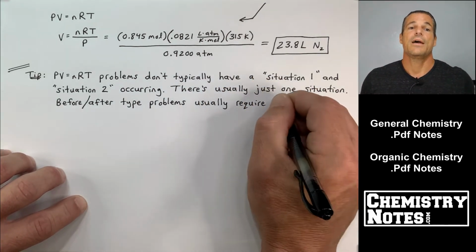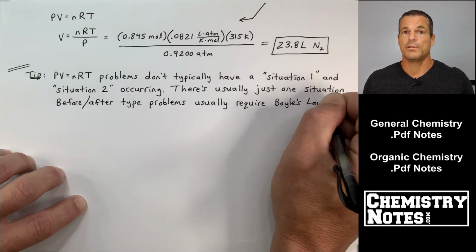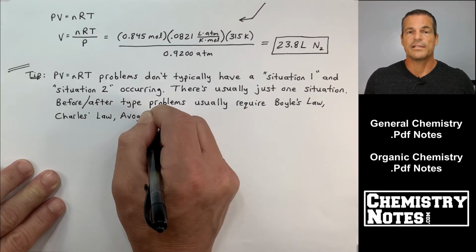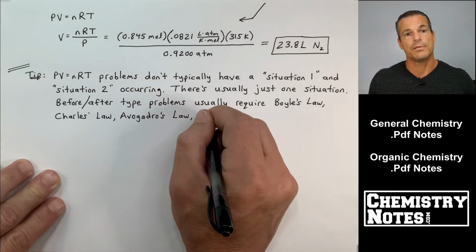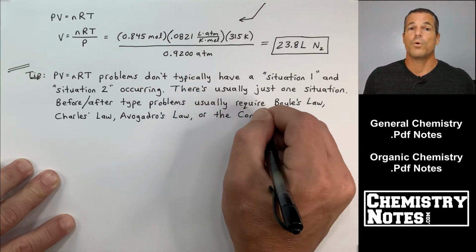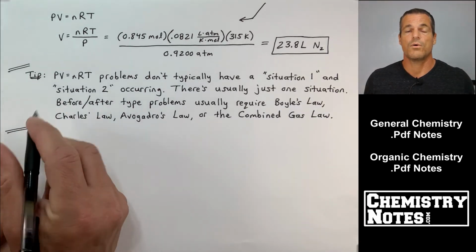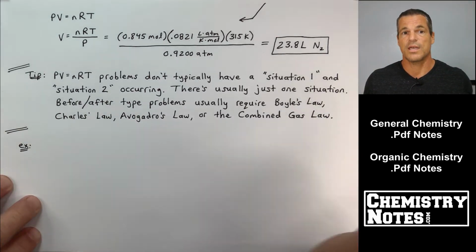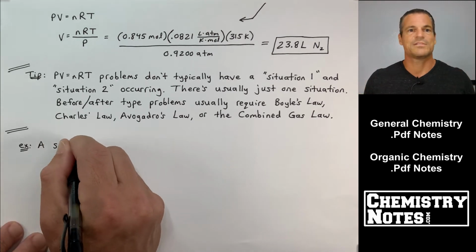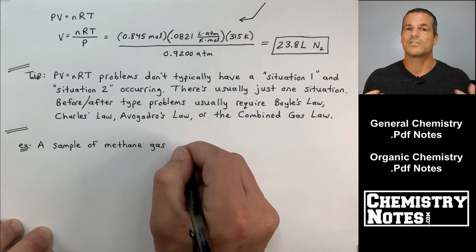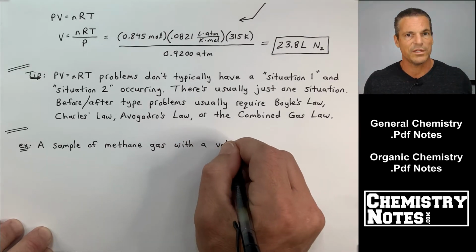Okay? Now, before and after type problems, situation 1, situation 2, those I like to call before and after problems. Those usually require Boyle's law, Charles' law, Avogadro's law, or the combined gas law. Okay? So that's just a tip. That's not letting you know what type of sample problem is coming up next. Let's read the problem and see what law we need to use.